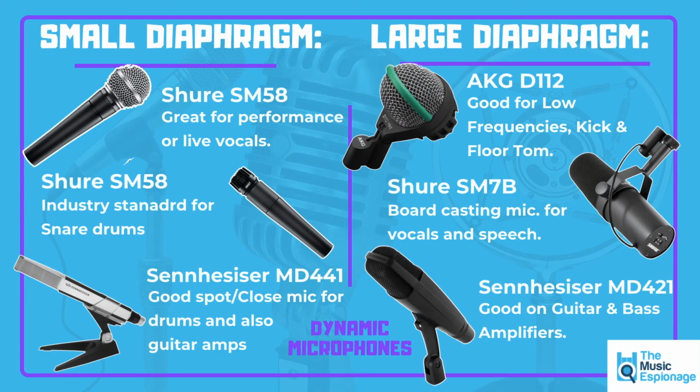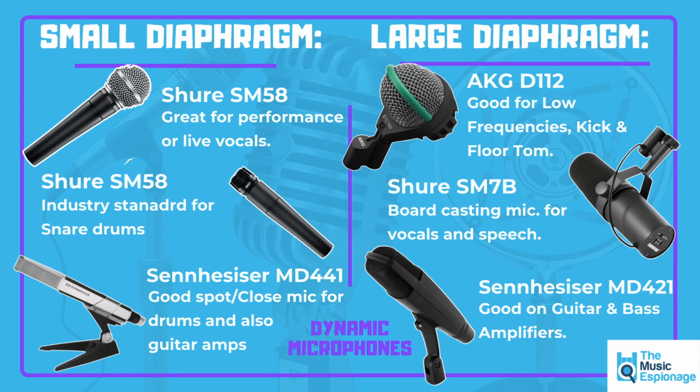All microphones have a diaphragm. The diaphragm is the area of the microphone where the sound hits. Now, this could be a small diaphragm or a large diaphragm, and these are the two main types that you'll find of dynamic microphones. The small diaphragms, you've got the classics like the Shure SM57 or the SM58. These are two small diaphragm dynamic microphones. You've also got the Sennheiser MD441. This is a really good spot close microphone. Excellent on drums, fantastic on guitar amps.